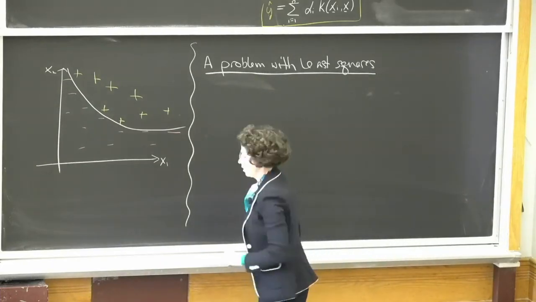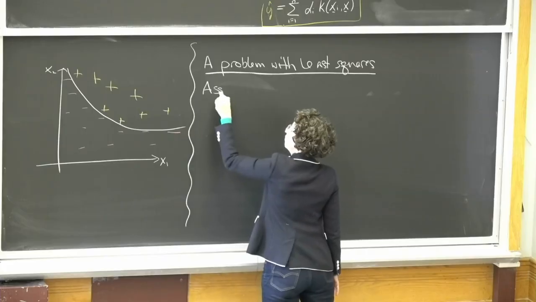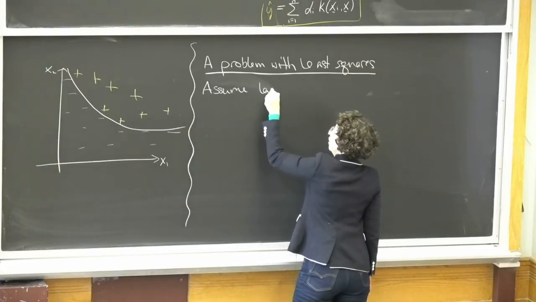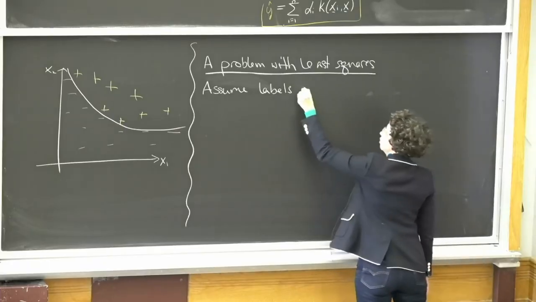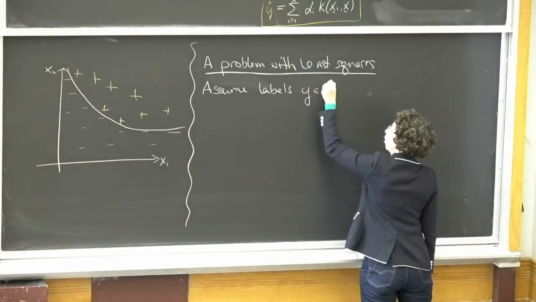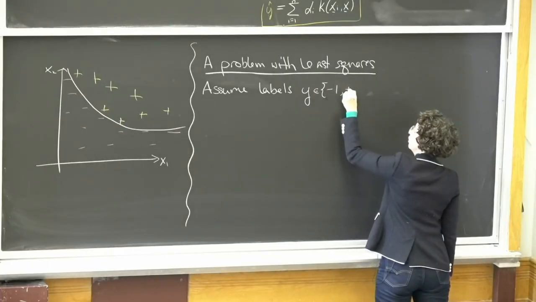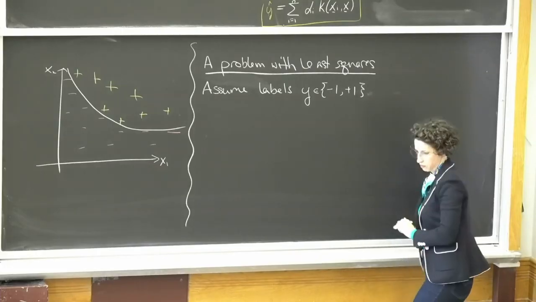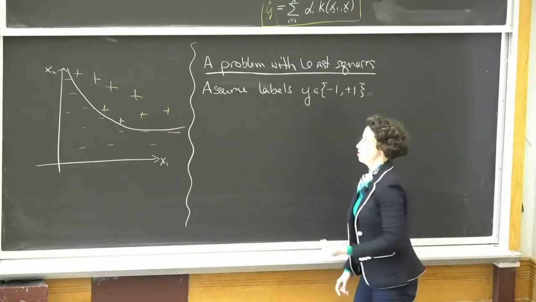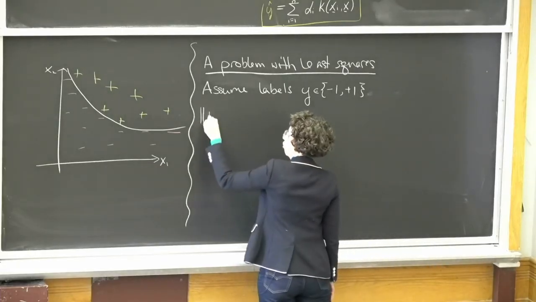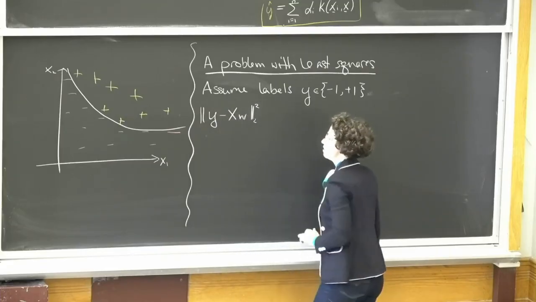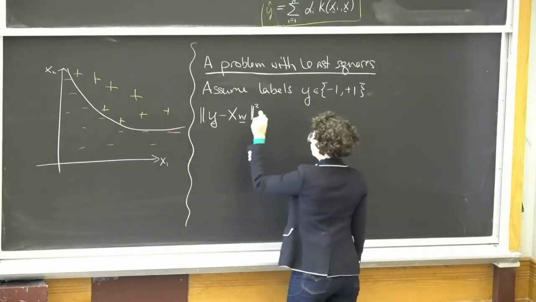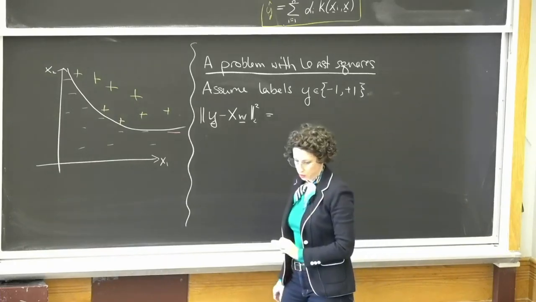And the issue is this. So let's consider binary classification. So our labels y are all either -1 or +1. And now if we think about our squared error loss, y minus xw, or equivalently y minus Xw, we're just going to treat them interchangeably at this point.